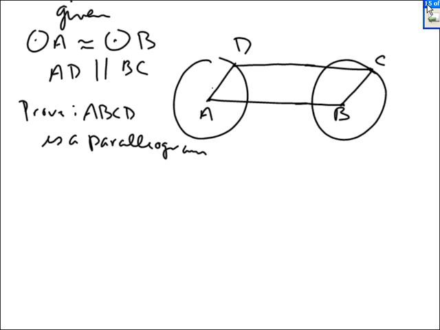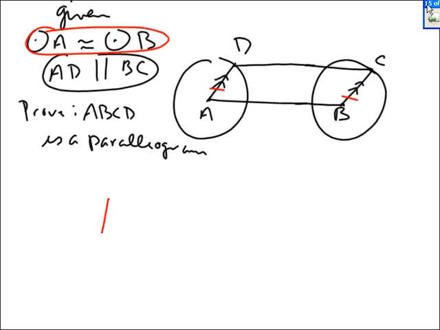So we know that those two are parallel. That's given, and they're equal in length because they're both radii, and we're told that the circles are congruent. That means the radii are equal to one another. Okay. Question is, is that enough?